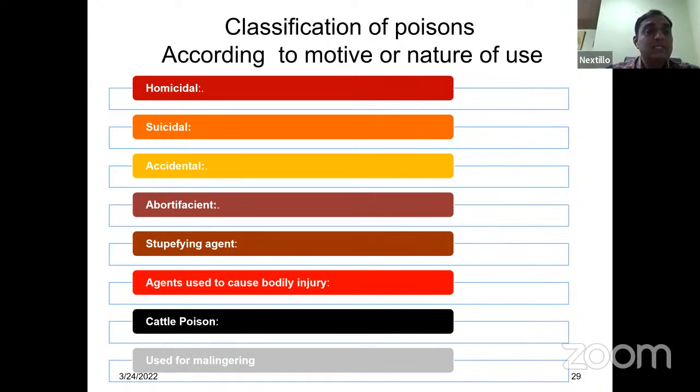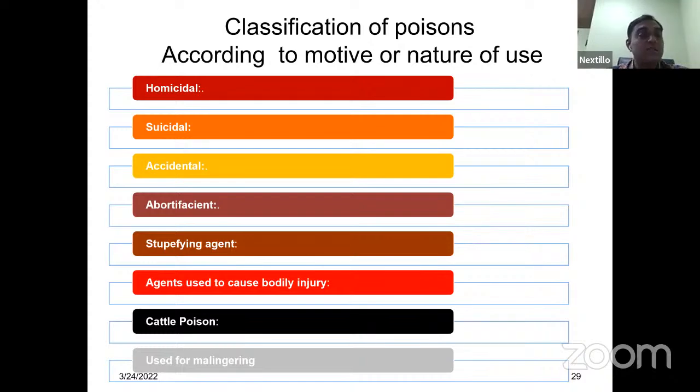So that is homicide, suicide, accidental, abortifacient, stupefying agent, and agent used to cause bodily injury. Okay, cattle poisons, and those used for malingering. So these are all the classifications according to the motive or nature of use.